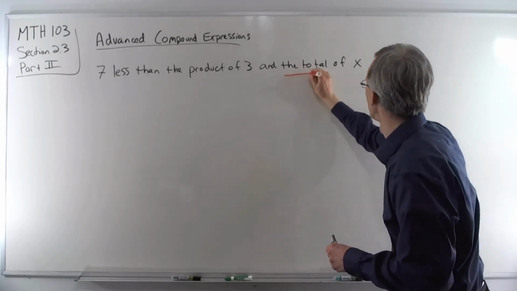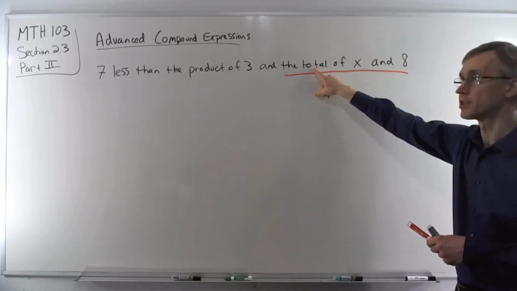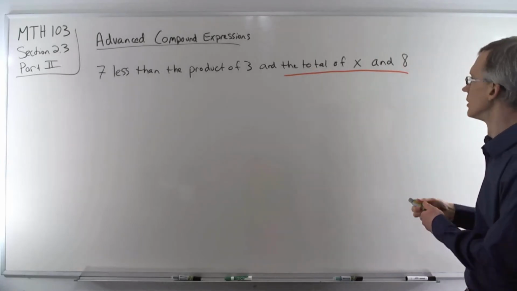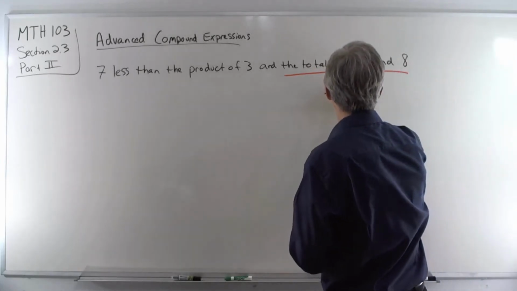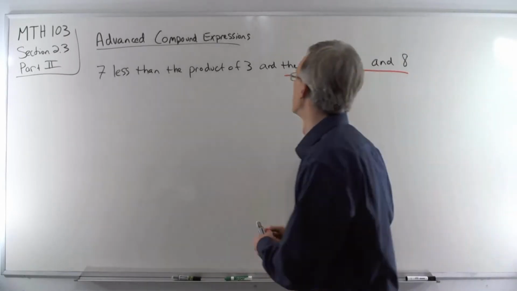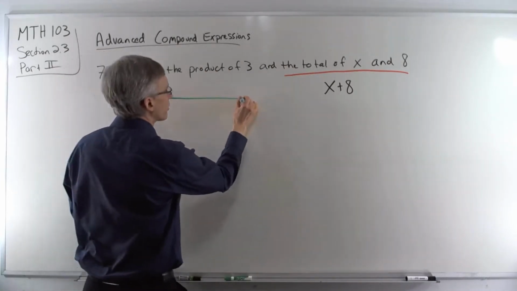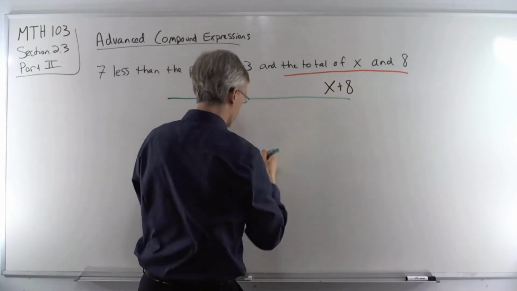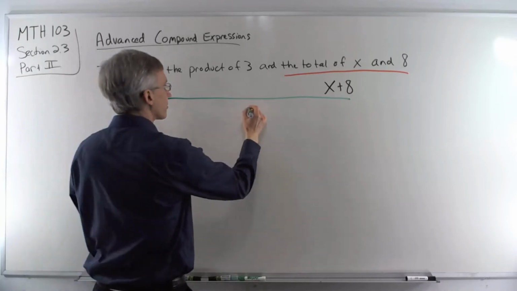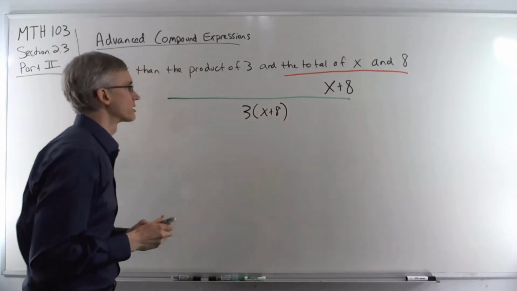Take a look at the total of x and 8. So here we have one operation, total, which is addition, and then two numbers or variables. So this translates into x plus 8. Now we'll move to the left. Now we want to include this part. So now we're going to translate the product of 3 and x plus 8. We'll just consider that to be one thing. Product is multiplication, so we're going to multiply 3 times x plus 8, and x plus 8 has to go inside parentheses.